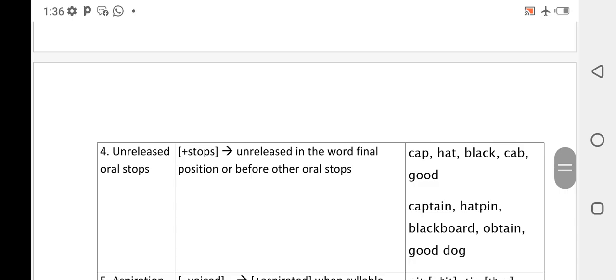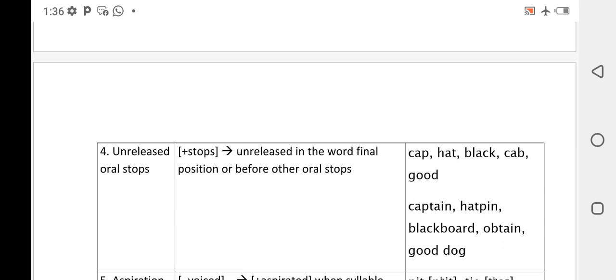Unreleased oral stops. These are stops, and these stops become unreleased in the word final position or before other oral stops. Now, we did not talk about that when we were talking about aspiration. We looked at aspirated, we looked at unaspirated. We did not look at unreleased. But in unreleased, they are still voiceless stops.